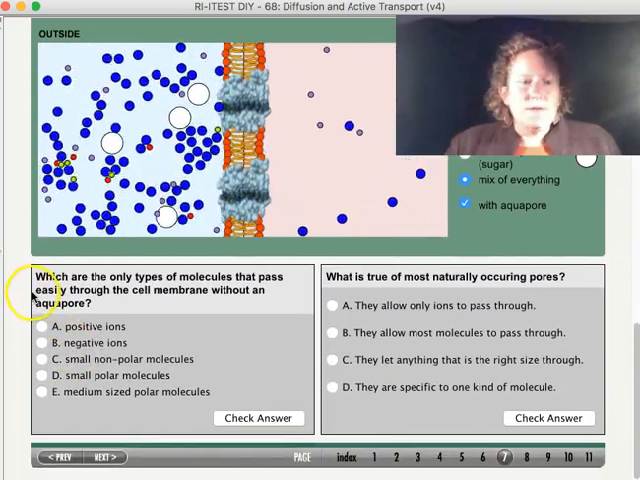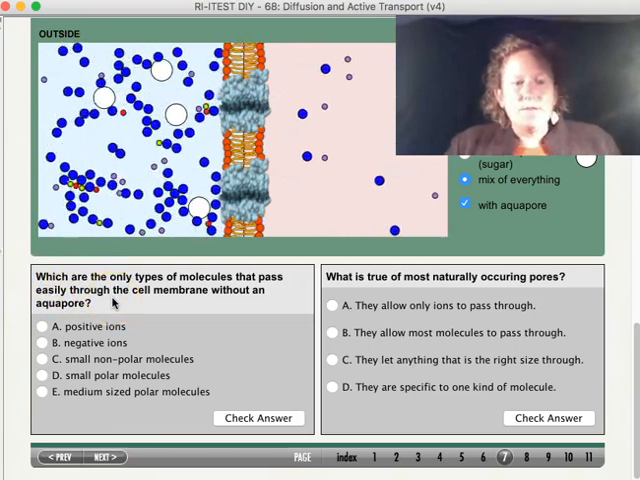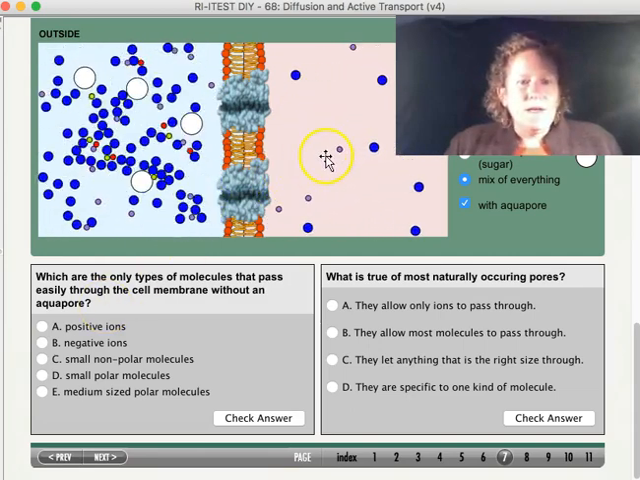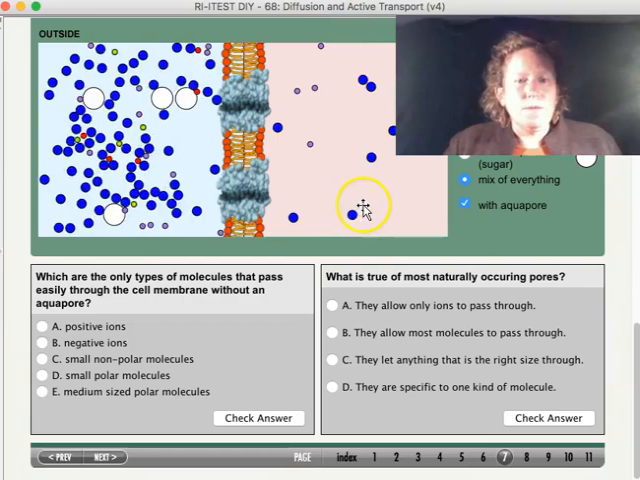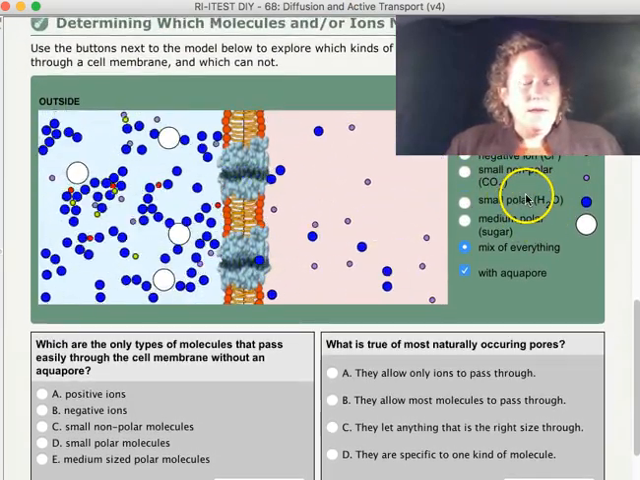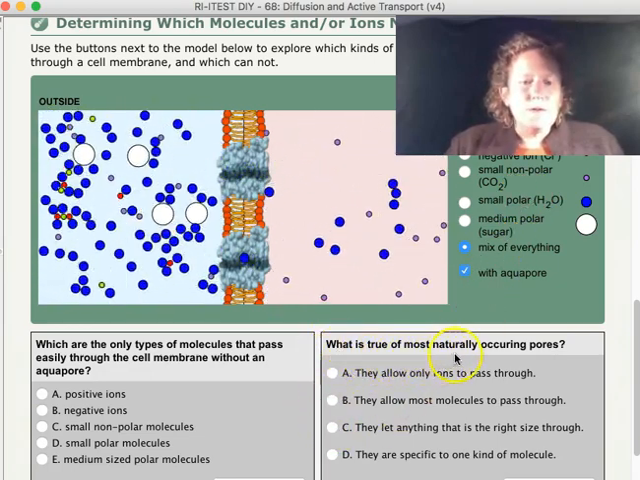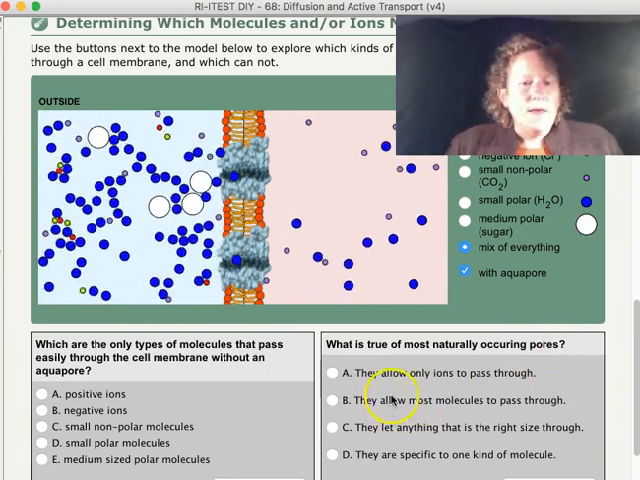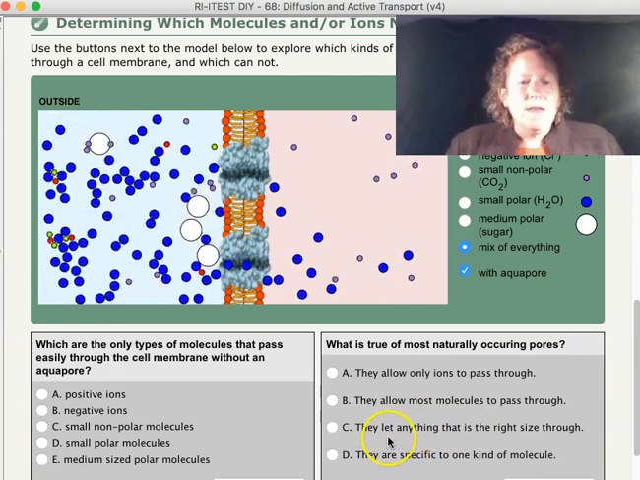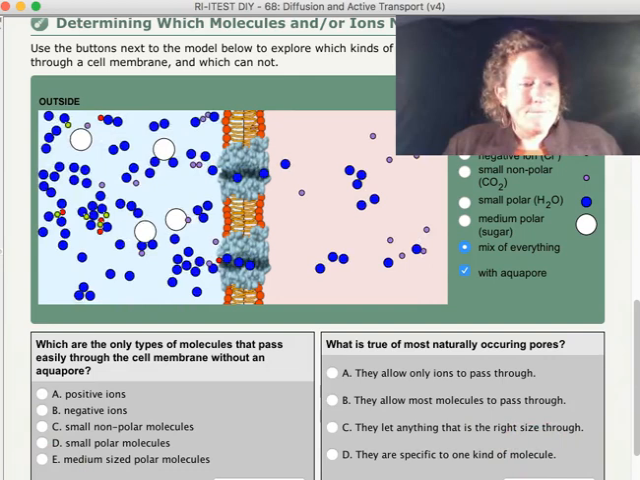So now we can answer these questions. Which are the only types of molecules that pass easily through the cell membrane without an aquapore? You can see what's up here besides blue. Look for the purple molecule in the key here. Also, let's ask what is true of most naturally occurring pores. They allow only ions to pass through. They allow most molecules. They let anything. They're specific to one kind of molecule.